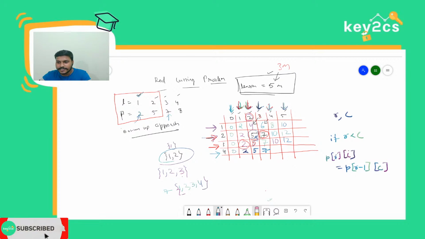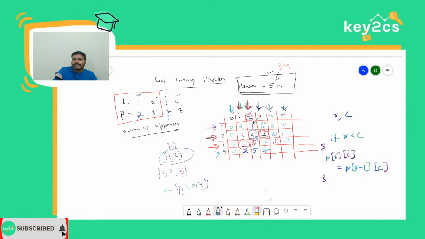You just have to copy the previous row value of the same column. If this is the condition, if r is less than c, then you just have to copy the previous value. Got it? This is what we are doing everywhere. For all the rows you check, we are just copying the previous value till the row value is less than the column value. This is what we are doing.